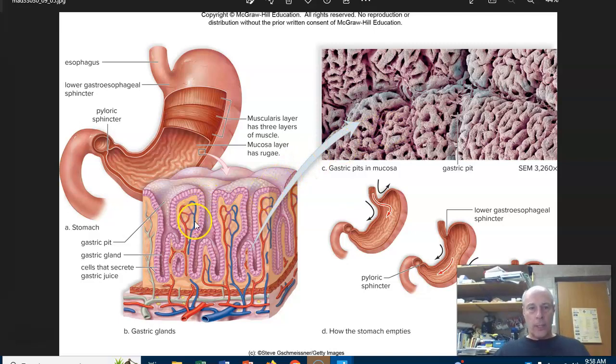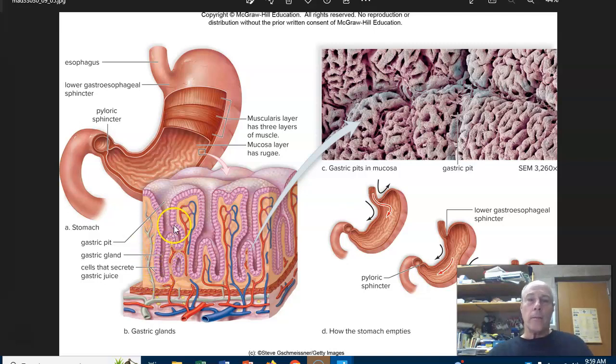If we look at this artist's rendition right here, here would be one of those holes, that'd be the gastric pit, and it opens into this region underneath called the gastric glands. And that's where the chemicals, if you will, that we associate with the stomach are produced. There are goblet cells in here. Goblet cells produce mucus. And of course, you could probably guess that those are going to line and protect the stomach from being digested by itself. And then also there are cells in here that produce hydrochloric acid. We call them parietal cells.